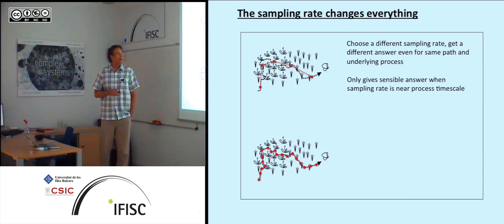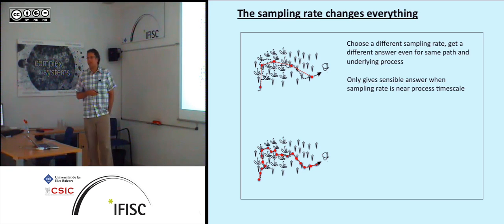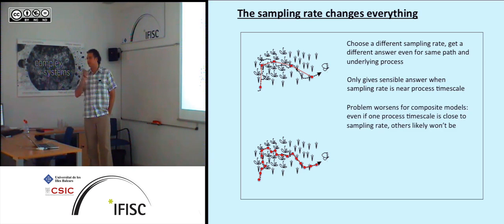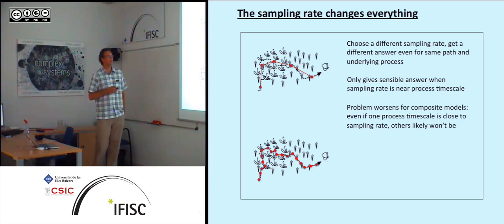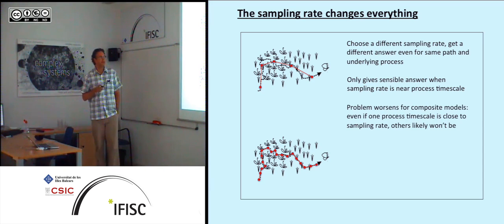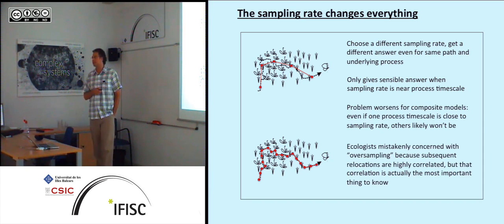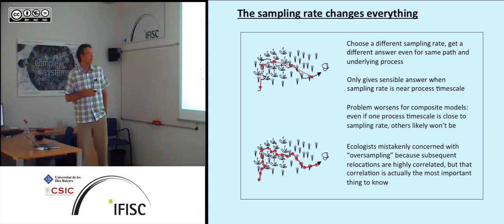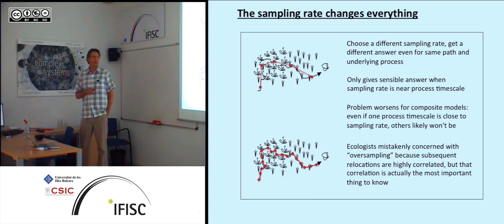Okay, again, you need this matching of time scales to get a reasonable answer, but you typically have no way to check a priori, and we know so little about the movement of so many animals that we don't even know how to guess that most of the time. And of course, it gets worse for the composite models, because now even if you guess right and get one of the time scales, you're almost certain to miss the others. There's no way you can be correct with all of them.